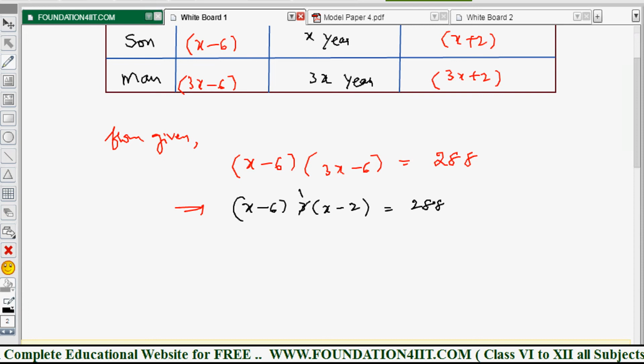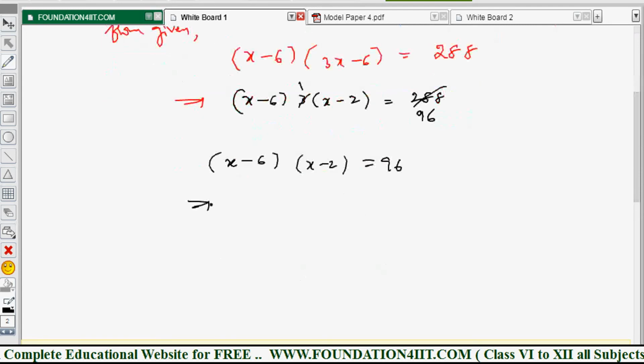By cancellation, 3 ones are 3, 3 nines are 27, and 6 is 96. By simplification, x minus 6 into x minus 2 is equal to 96. To make the equation simple, I took common and simplified. Then x square minus 6x minus 2x is minus 8x, minus 12, and this minus 96 is minus 84, equal to 0. This is the final equation.